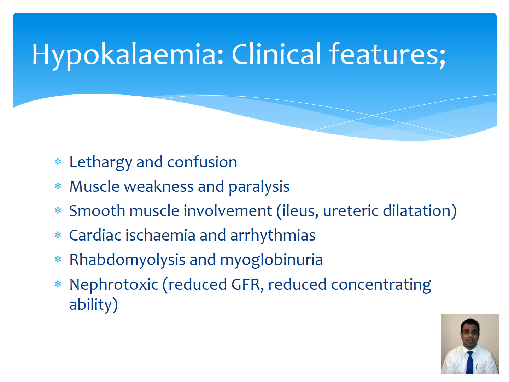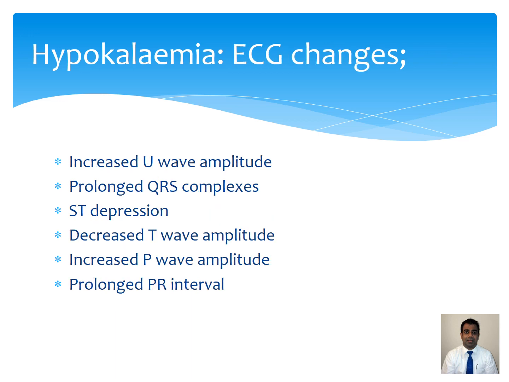You can have cardiac ischemia and cardiac arrhythmias due to hypokalemia, and prolonged or long-standing hypokalemia can lead to muscle necrosis and myoglobinuria due to rhabdomyolysis. And remember that long-term hypokalemia is nephrotoxic, and it also reduces the kidney's concentrating ability. What are the ECG features of hypokalemia? So you can get an increased U wave amplitude, prolonged QRS complexes, ST depression, reduced T wave amplitude, increased P wave amplitude, and subsequently a prolonged QT interval and also a prolonged PR interval.